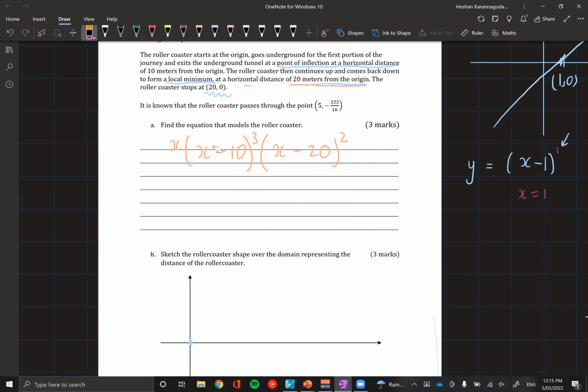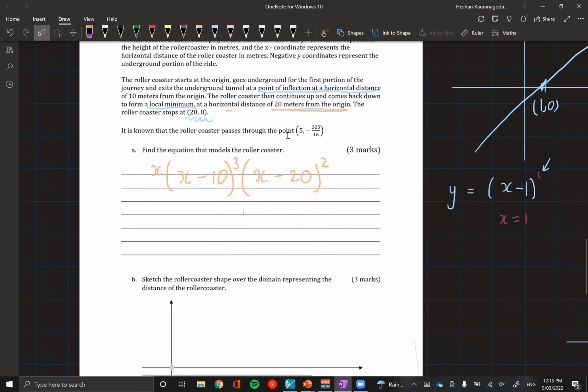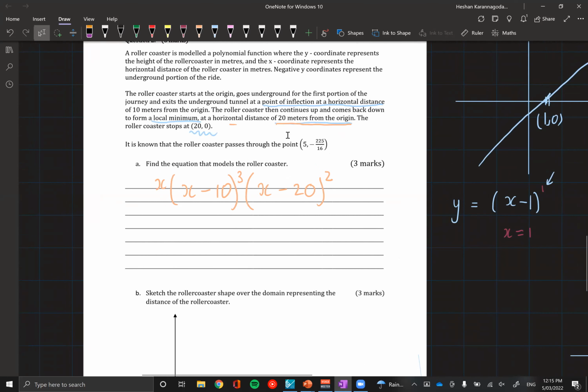But the reason why they're raised to different powers is not because the graph has a point of inflection. It's because our intercept is a point of inflection at x = 10. And then our intercept is a turning point at x = 20. That's the only reason why we model these. Yeah, exactly.